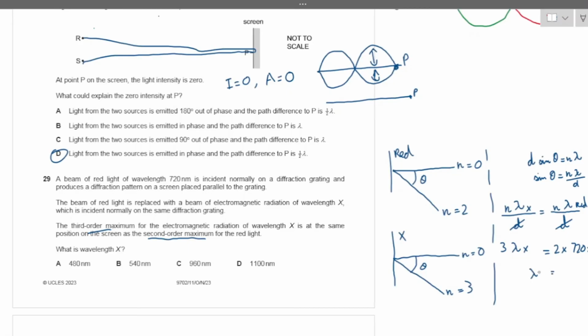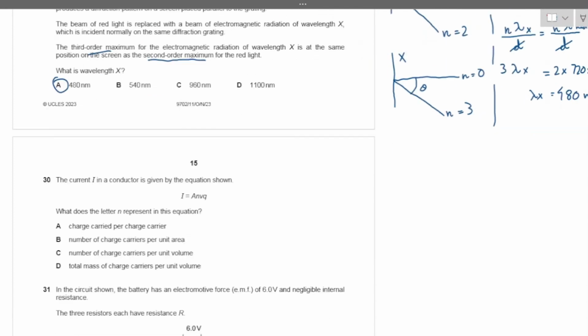So if you rearrange and solve for x, you would get 2 into 720 multiplied by 10 to the power minus 9, divided by 3. So you would get your answer as 480 multiplied by 10 to the power minus 10, or 480 nanometers. That's your answer. The wavelength of X is option A, 480 nanometers.